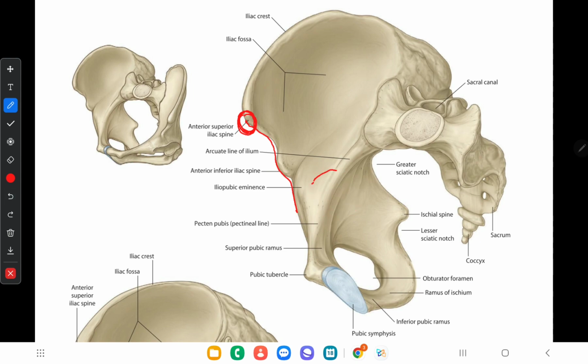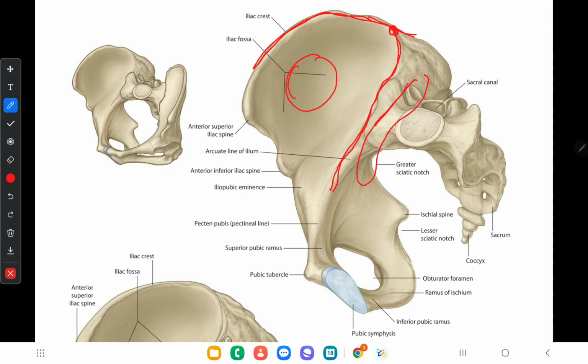Then the next border is the medial border. This medial border starts from the iliac crest and goes down up to the iliopubic eminence. The medial border separates the iliac fossa from the sacropelvic surface.